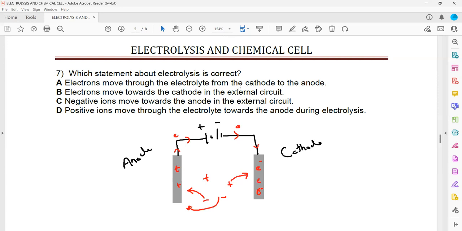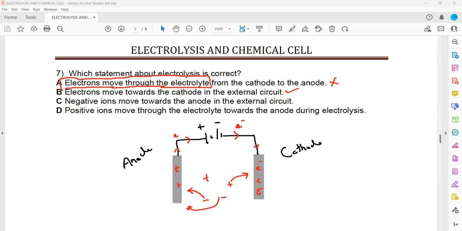Electron move through the electrolyte. Electron never moves. This statement is totally wrong. Electron cannot move through the electrolyte, or the solution. That's totally wrong. When we check the second statement, that electron move towards the cathode in the external circuit, you can see clearly that these electrons are moving towards the cathode in the external circuit, the outside circuit.